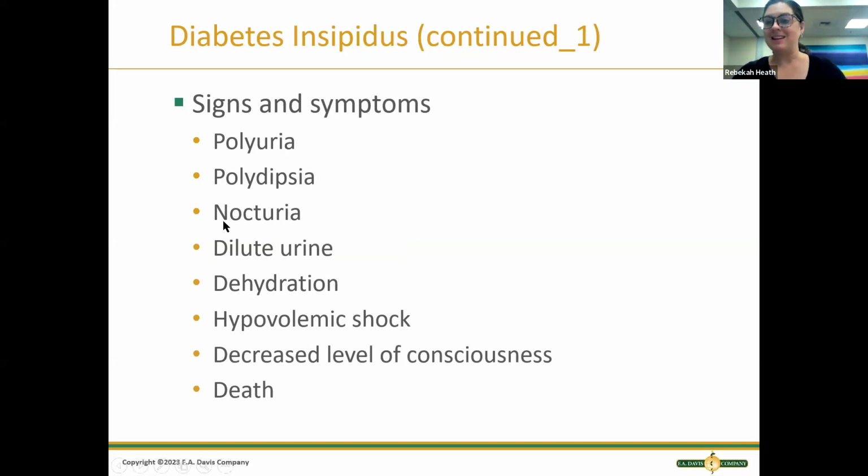Nocturia, they're peeing at night. Their urine is going to be very diluted, so it's going to have a very low specific gravity. They're going to be dehydrated. They might even enter into hypovolemic shock with decreased level of consciousness and eventually death if it's not treated.